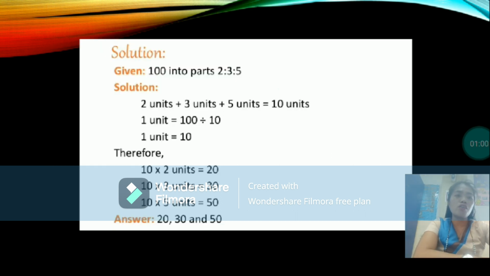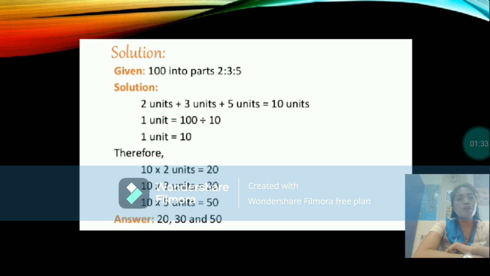So what are we going to do is, you have here the solution. The given is 100 into parts 2:3:5. The solution should be, we have 2 units plus 3 units plus 5 units is equal to 10 units. Algebraically, we can also solve that as 2x plus 3x plus 5x equals 10x. We can do that too. I'm just presenting this one, so this presentation could also be used in the elementary level.